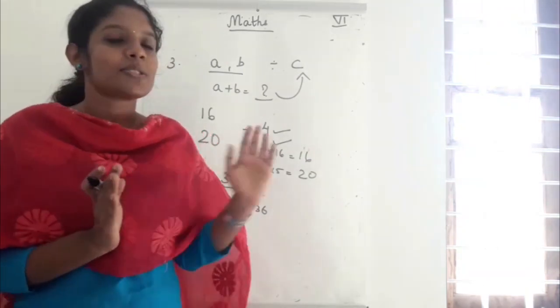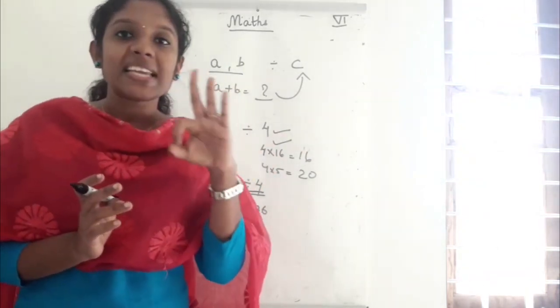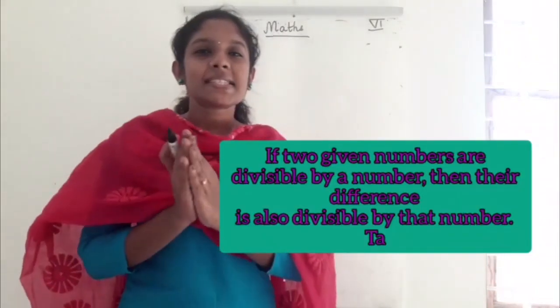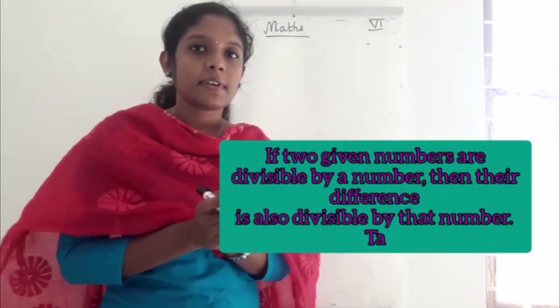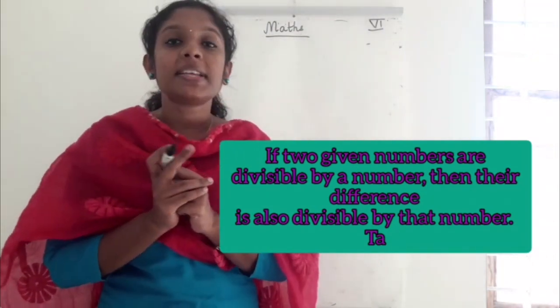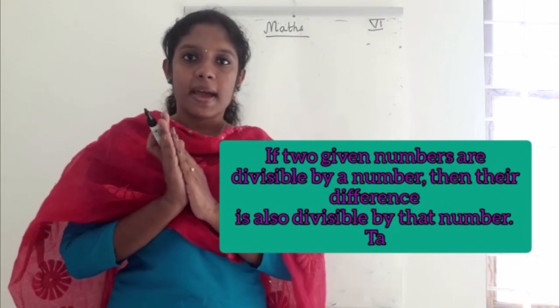So this test is also proved. Now we have studied three divisibility tests. We will move to the fourth one. The fourth divisibility test is the same as the third one we have learned previously. That is, if two numbers are divisible by another number, then their difference is also divisible by that number.